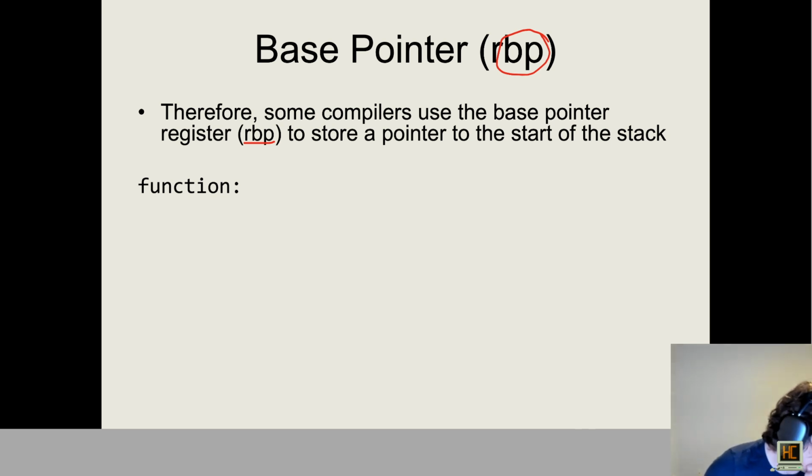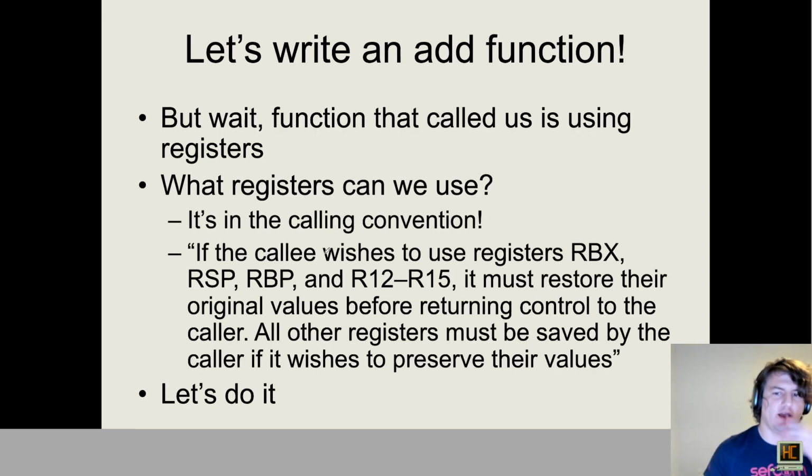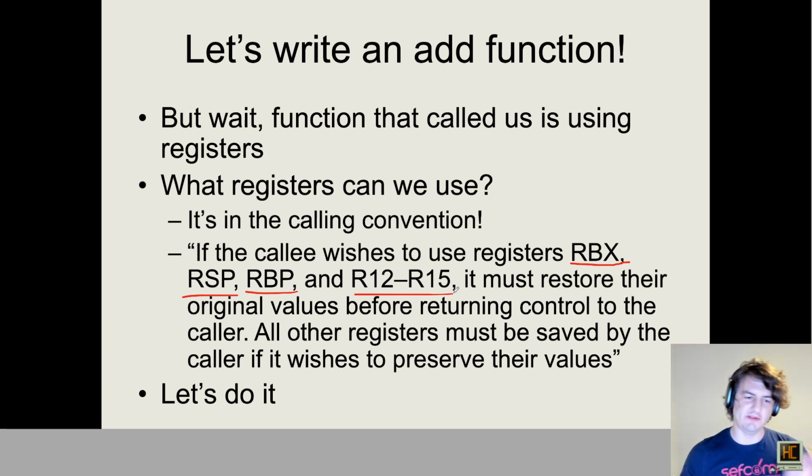Can't remember exactly where we looked at that, but yeah, what registers can we use? Here we go. If the callee wishes to use the registers RBX, RSP, RBP, R12 through R15, it must restore the original values before returning to the caller. So this means, hey, if we're going to set up our own base pointer, we have to save it for the person that called us. And how do we save that?